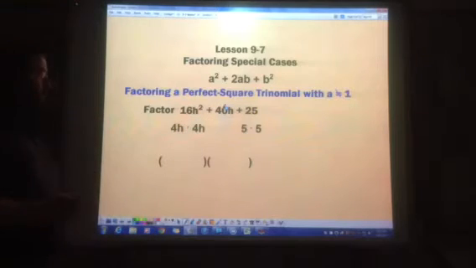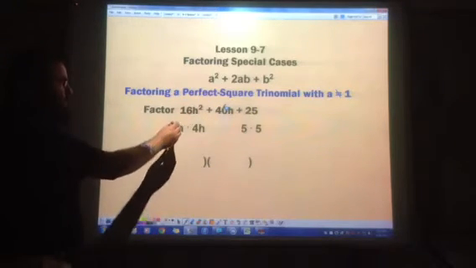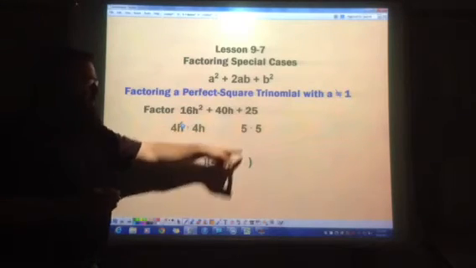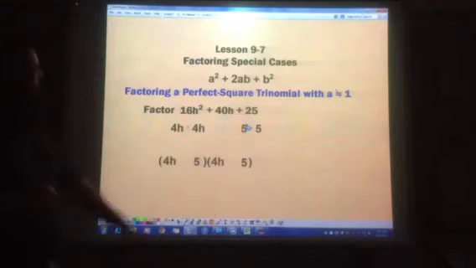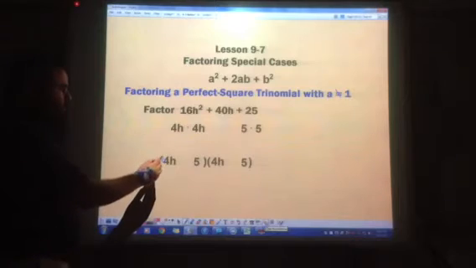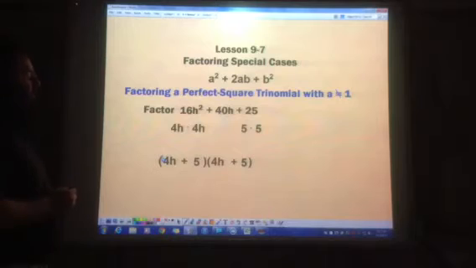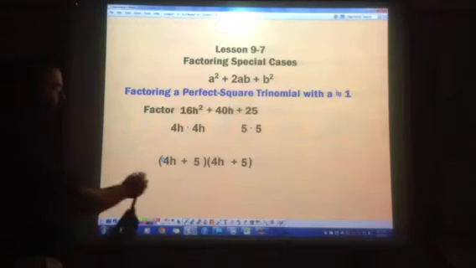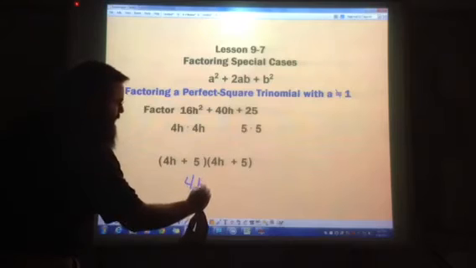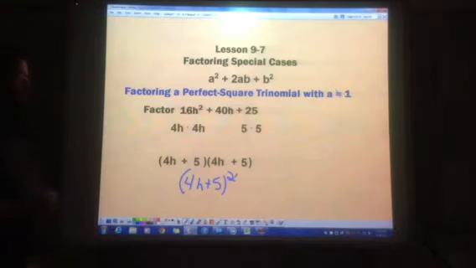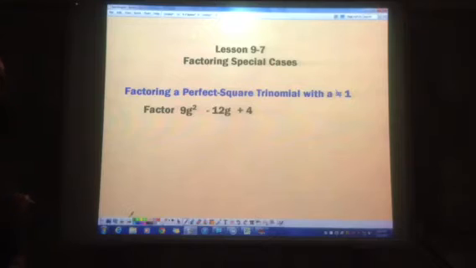So for our binomials, our first two terms are going to be 4h in both binomials. 5 will be our second term. And our signs are both going to be positive because b is positive, or your middle term is positive. And that can be rewritten as 4h plus 5 squared.